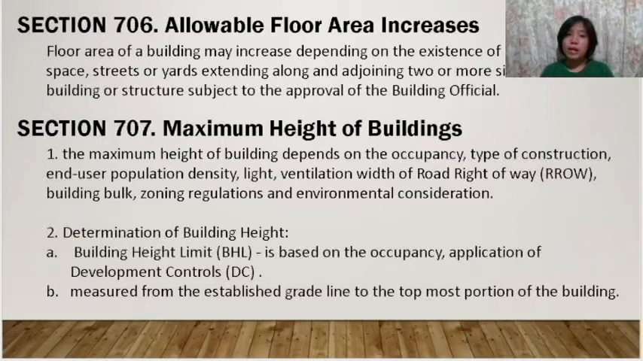Section 707, maximum height of the building. The maximum height of the building depends on the occupancy, type of construction, and user population density, light and ventilation, width of road right of way or RROW, building bulk, zoning regulations of the place, and the environmental consideration. Determination of building height or the building height limit BHL is based on the occupancy and application of the development controls. So, based sa imong occupancy sa imong building, mo pud na mag-determine kung unsa kataas ang imong building. The measurement of the building height is measured from the established grid line to the topmost portion of the building.